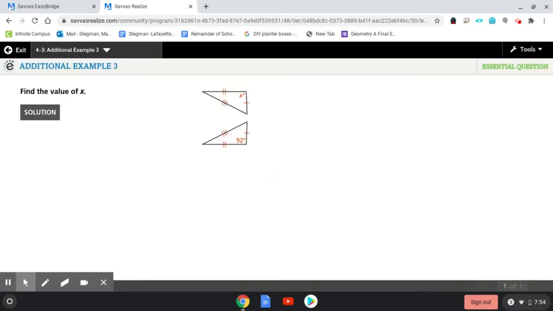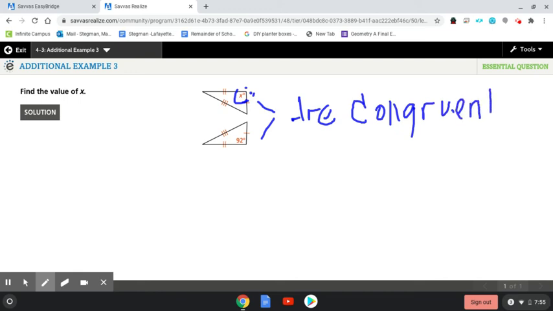All right, so this one says to find the value of x. Okay, so what I want to point out first is how can we find the value of x if we don't know any of the other triangles? Well, what we do know is that these two triangles are congruent by side, side, side. All right, all three sides have a corresponding congruent part.